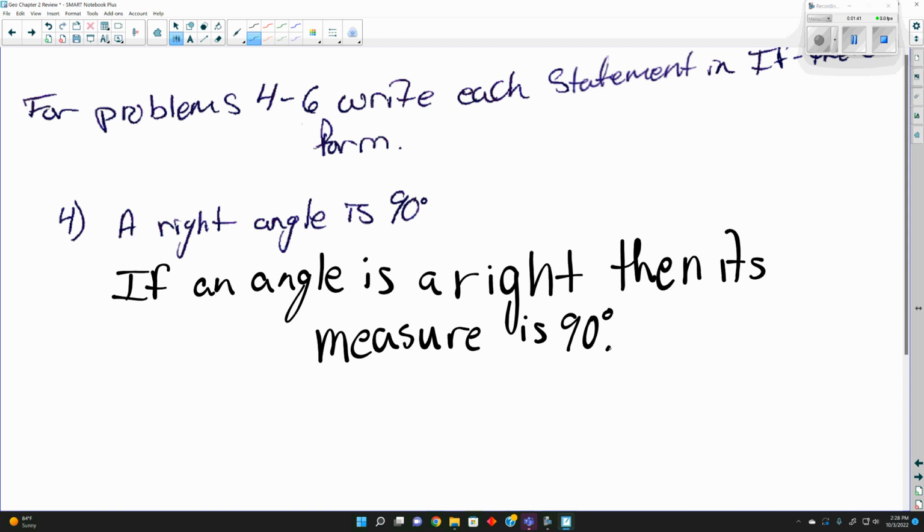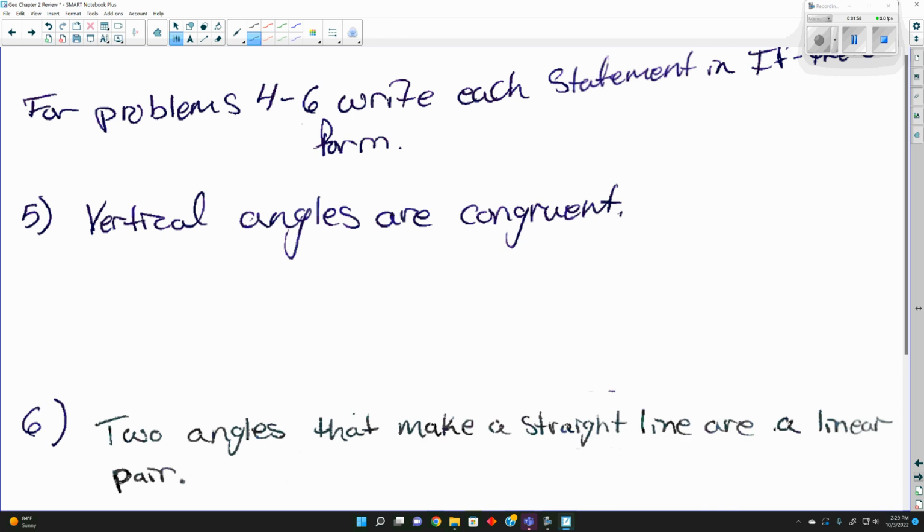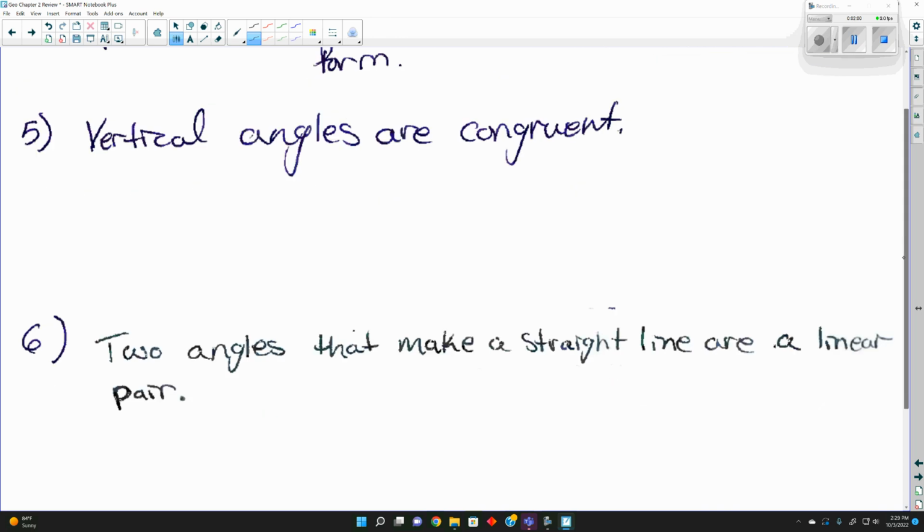Because as we learned on some of these here, we might have to throw a few more words in to make the sentence make sense. Because a right angle's measure is 90 degrees, so if an angle is a right angle, then its measure is 90 degrees. Questions on number 4? Questions about 5 or 6 in writing if-then form? We good with 5 and 6? Any questions on problems 5 or 6?